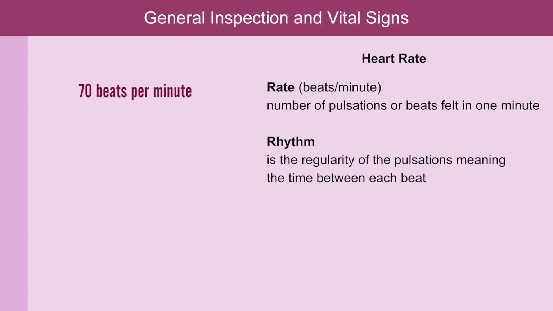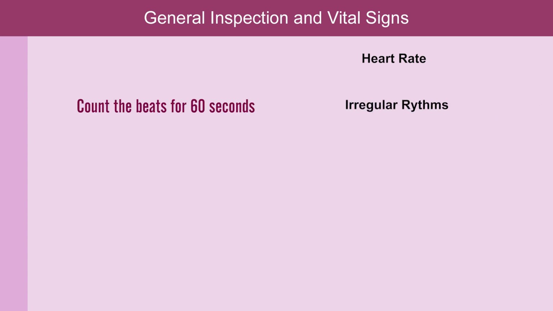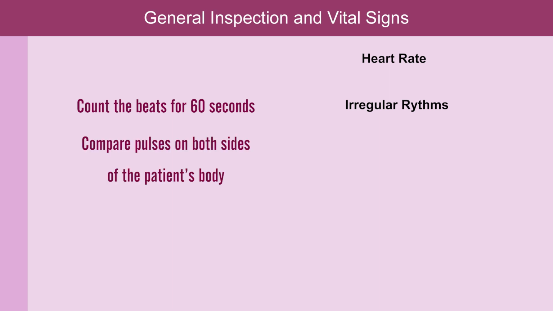When you see the term rhythm, this refers to the regularity of the pulsations, meaning time between each beat. So if rhythm is regular, you can count it for 30 seconds and multiply it by 2. That will give you beats per minute. If you find rhythm to be irregular, you do want to spend a full 1 minute counting that rate. It is a common practice or customary to take and compare pulses on both sides of the patient's body.